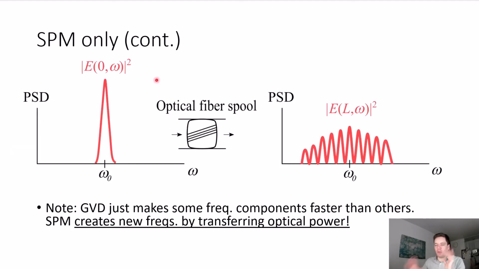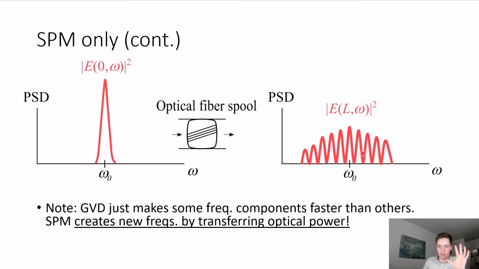Now, in the spectral domain, initially we'll be launching in just a very clean spectrum like this, a Gaussian spectrum shape with a certain spectral width. But as it propagates through the optical fiber, self-phase modulation will cause power to be transferred from this main optical frequency into a whole range of other frequencies out here.